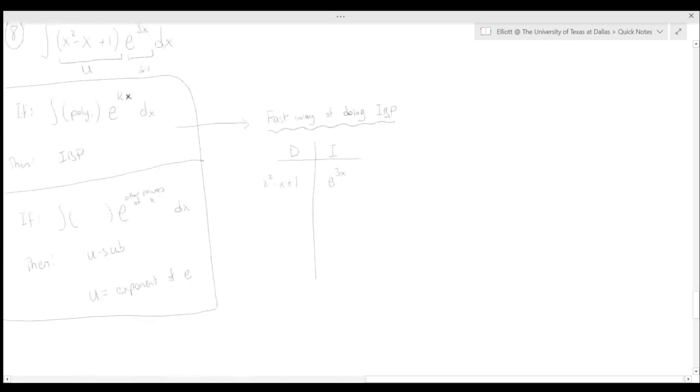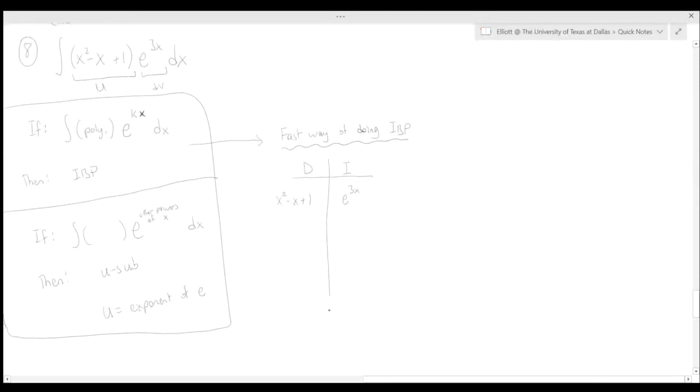All right. So then in the derivative column, you're just going to start taking derivatives. You keep going until you get 0. Okay? For the integral column, you're going to keep integrating. So here when I integrate e to the 3x, it's going to be 1/3 e to the 3x. Integrating again gives us another 1/3, so it'll be 1/9 now. I'm going to go one more time, so we get another 1/3, so it's now 1/27. Okay?